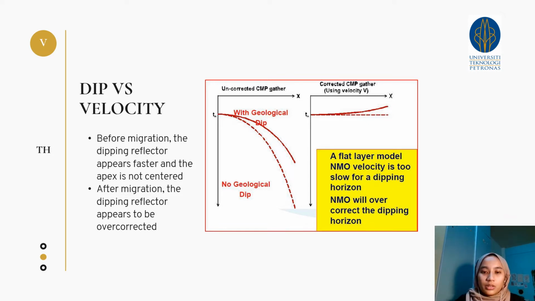On the right graph, we can see a corrected CMP gather, which has been corrected using a velocity, where we can see a flat layer model, and the NMO velocity is too slow for a dipping horizon. So the NMO will overcorrect the dipping horizon. Hence, the flat reflector before the correction is going downward, while after correction it appears to be flat, and the dipping reflector is increased.